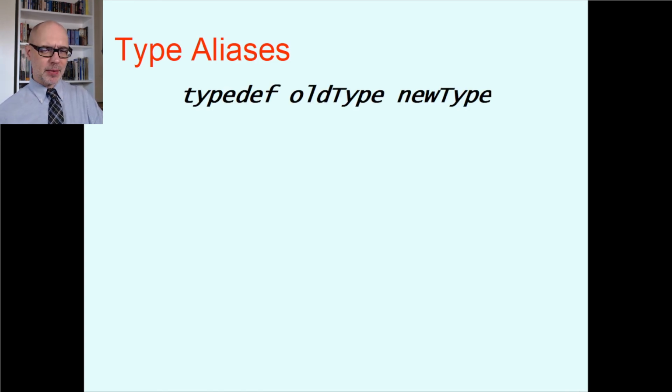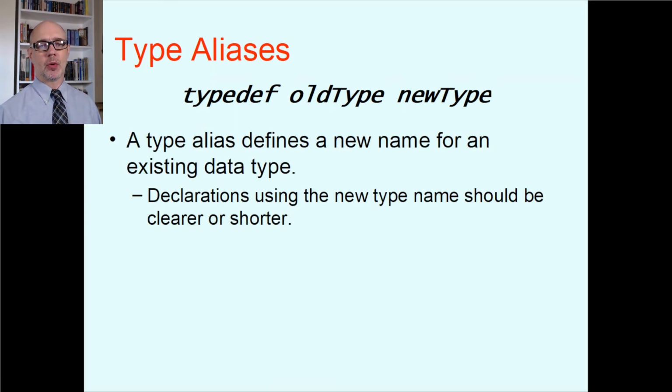You should know about type aliases, otherwise known as typedefs, type definitions. A typedef is a keyword in C++, same as C, which is short for type definition. Basically, you're just making a new name for an existing type. So you say typedef, here's an old type like int or float, and here's a new name that I want to refer to it by, which is more expressive and more understandable for the job I'm currently working on. So a type alias defines a new name for an existing data type. The point is that declarations using the new type name should be clearer or shorter in some way.